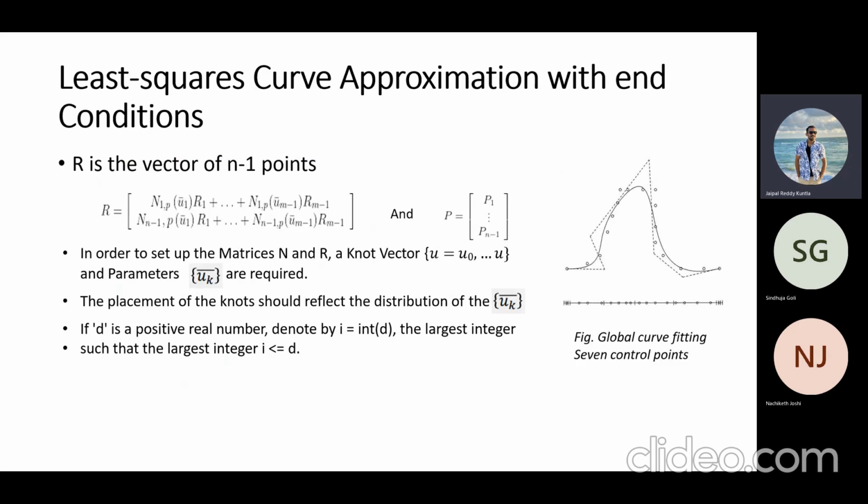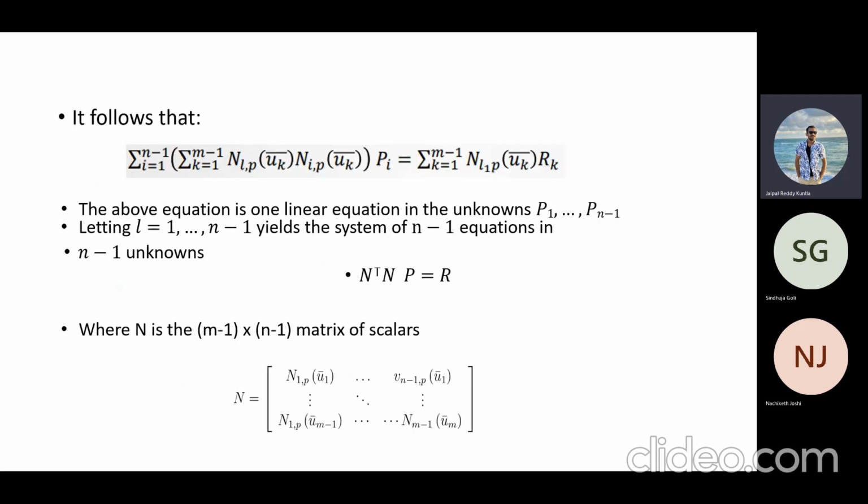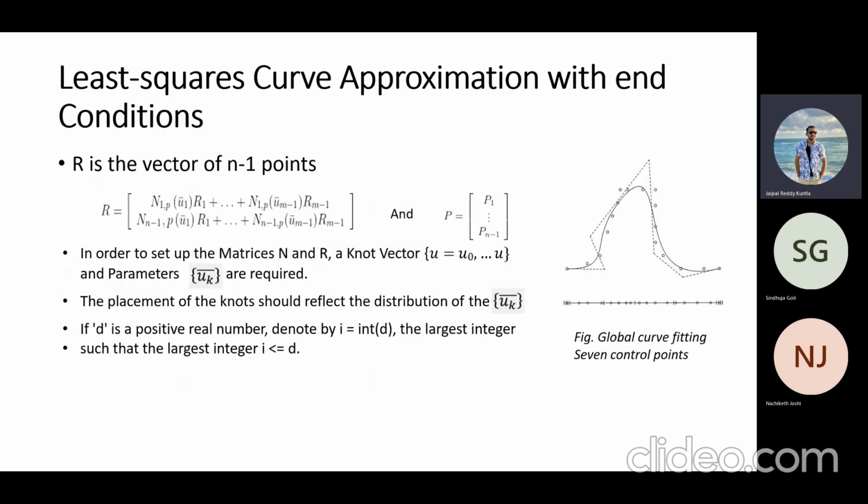Least squares curve approximation with n conditions: the derivation and the curve fitting method. R is a vector of n − 1 points, where in the initial slide we said R equals N transpose N P. The matrix is shown in the slide.